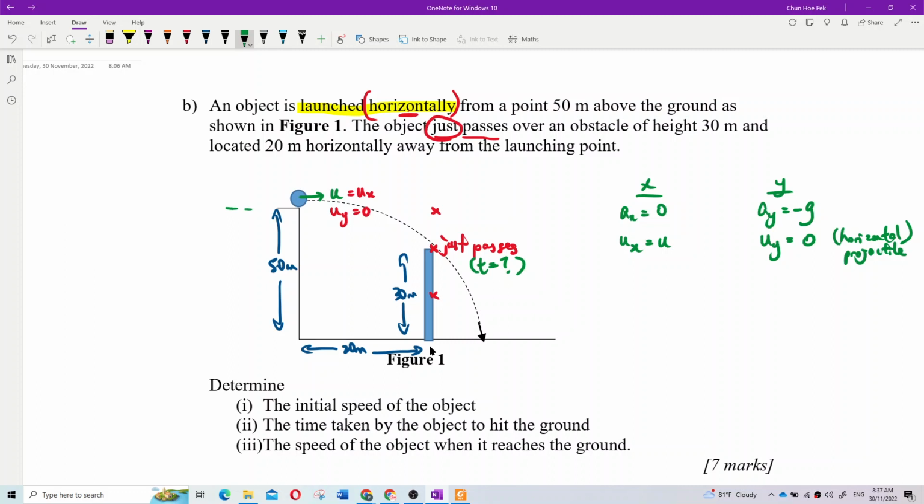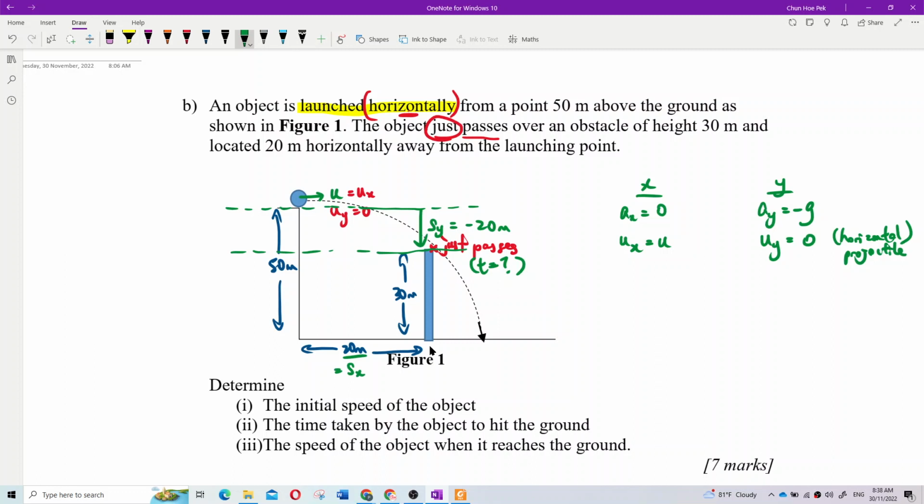So what is sy? This is not sy. sy is from the origin, from the point of origin. Let's draw these two points. So sy is this one. Class, understand? Yes. sy is negative 20 meter. And then what is sx? This is sx.